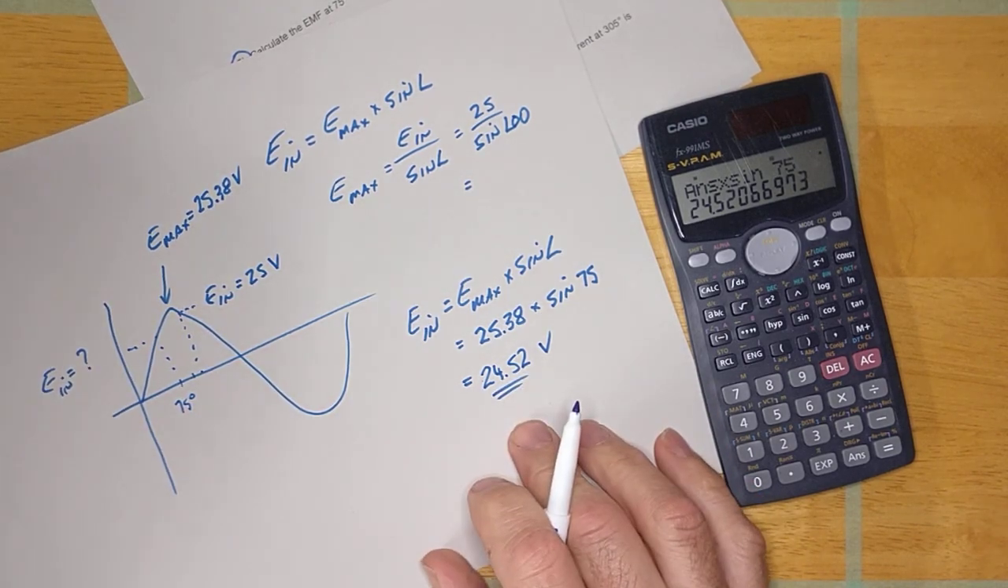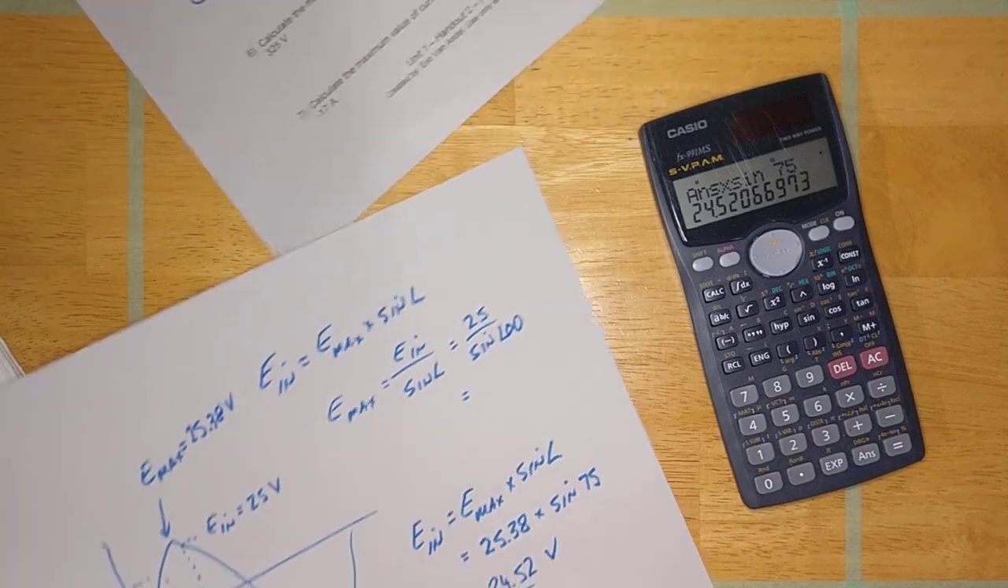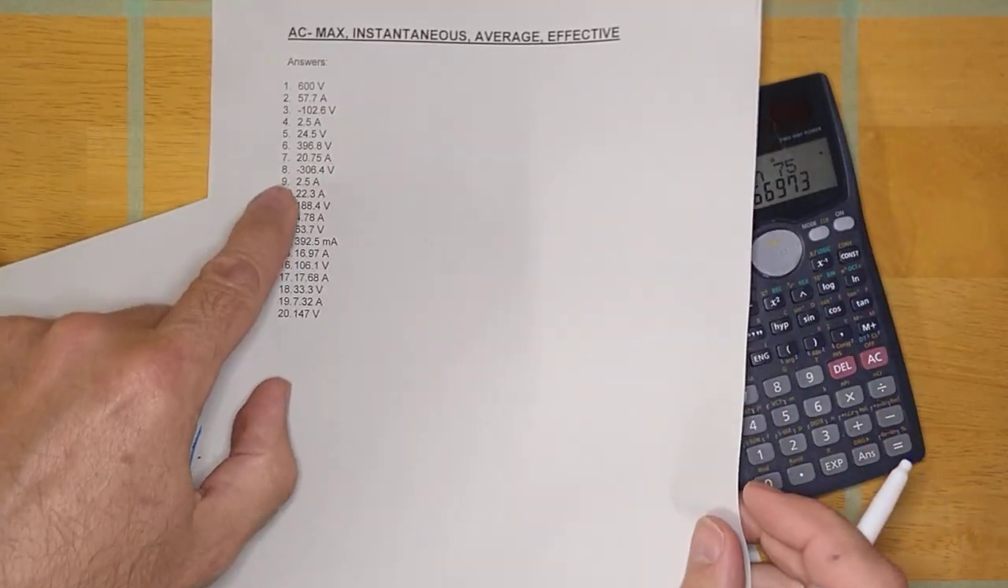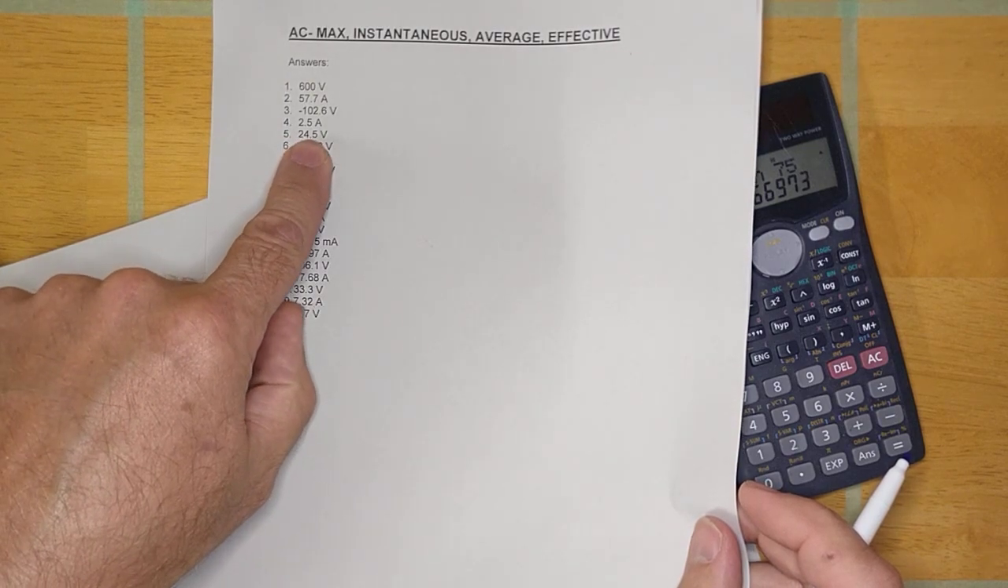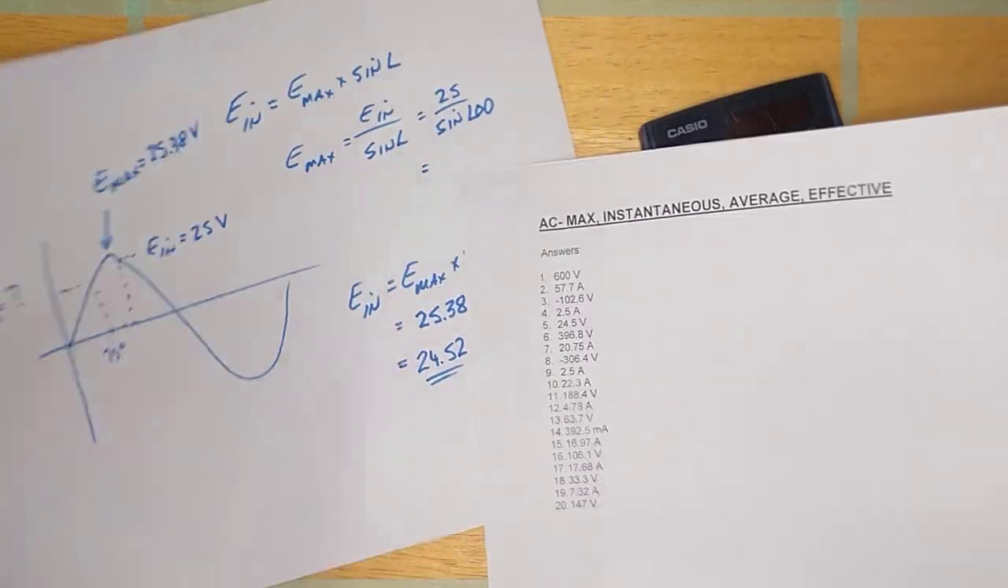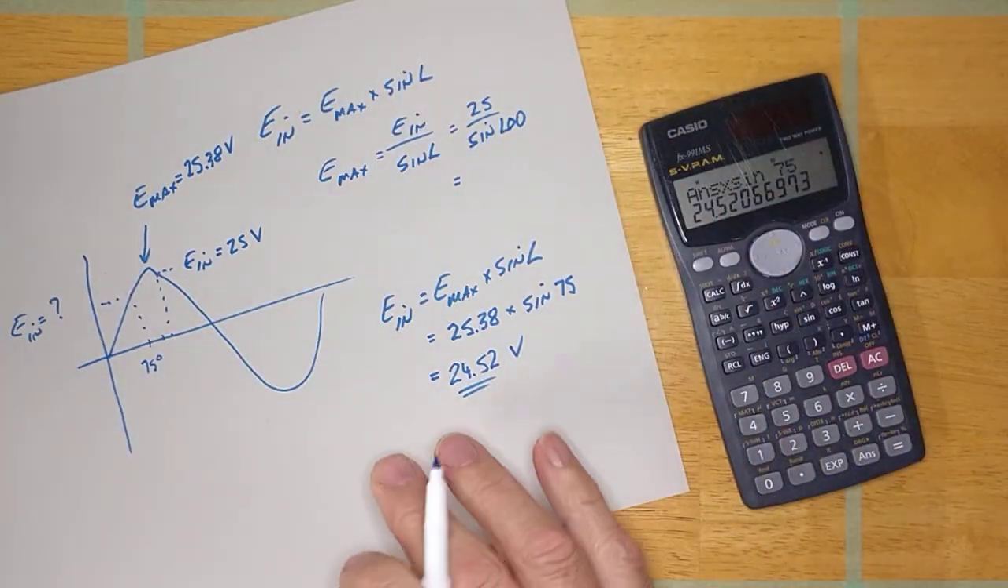And just for fun, that was number 5. Let's verify that we didn't screw that up here, guys. Number 5, 24.5 volts. Perfect. Okay, so that's that one.